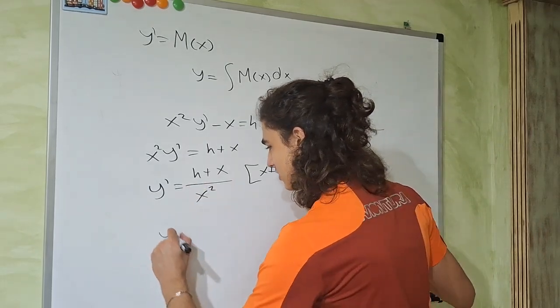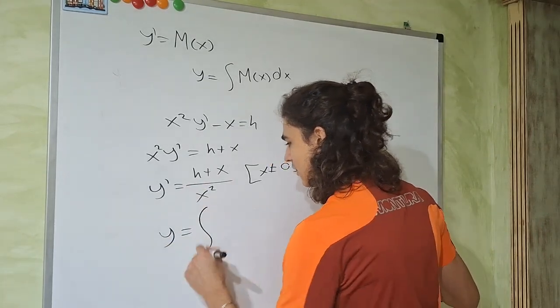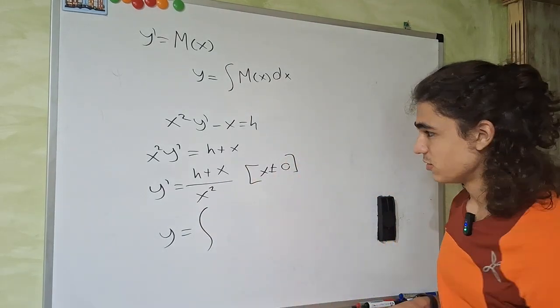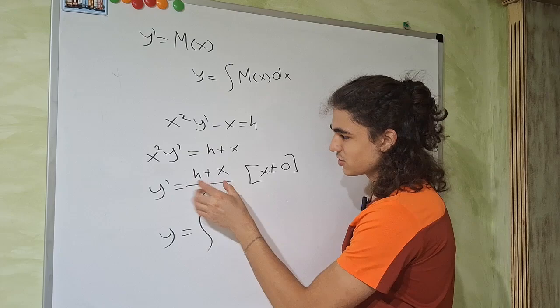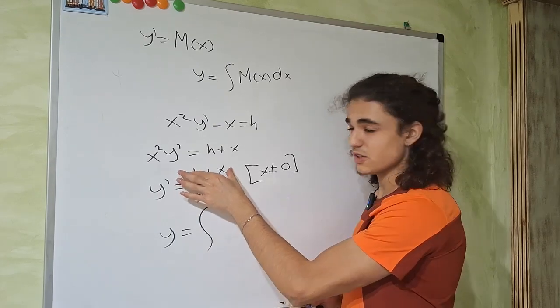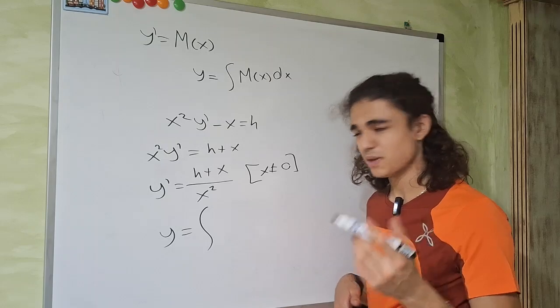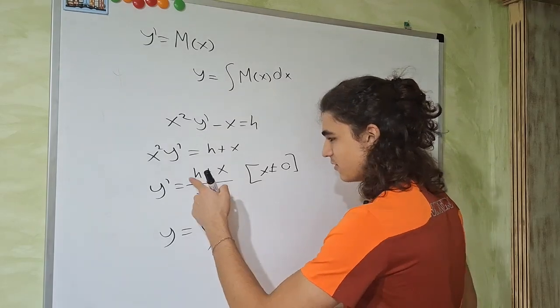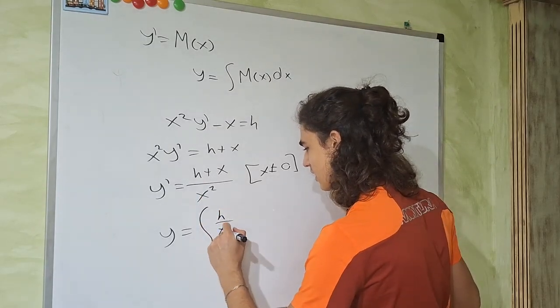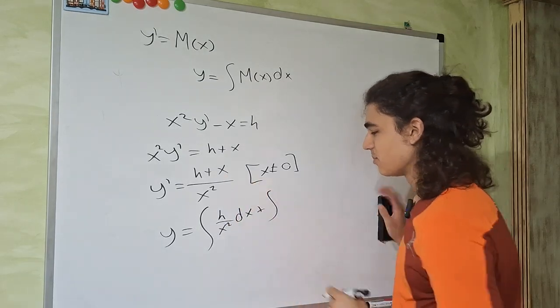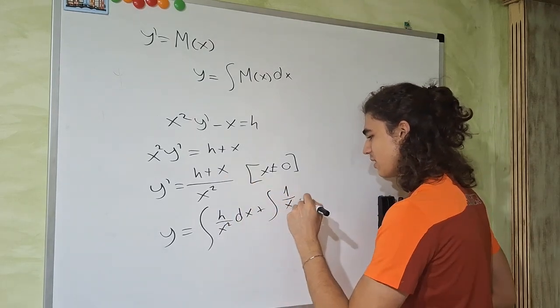We need to integrate both sides, so y equals this integral. And we can also split this integral into two integrals because we have a fraction here, a sum in the numerator, so we can split it up into two pieces. So we have the first, 4 divided by x squared, plus x divided by x squared, so simply 1 over x.